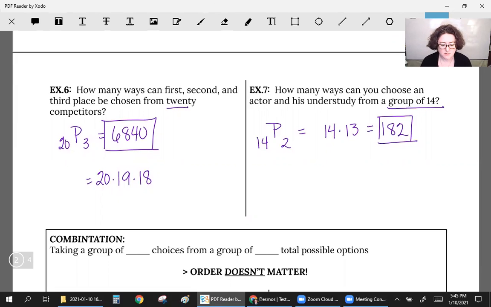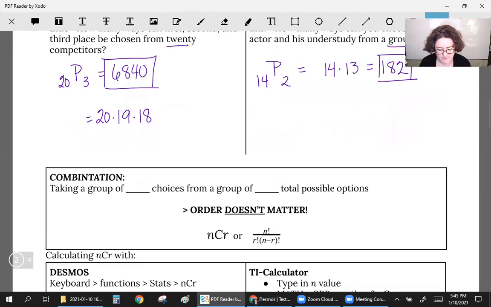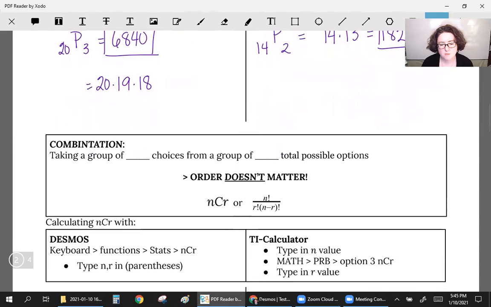So think about pizza toppings. If you choose 3 pizza toppings, it doesn't really matter what order you put them on the pizza. It's still all going to go in the oven and cook up. So a combination is the same kind of setup: taking a group of however many choices from a total number of options. It's still the same R and N values.